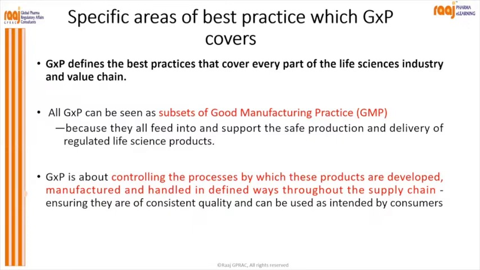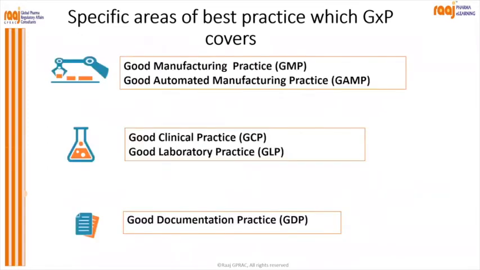So GxP is about controlling the processes by which these products are developed, manufactured, and handled in defined ways throughout the supply chain, ensuring that they are of consistent quality and can be used as intended by the consumers. So for everyone, our customer is like a god. If you make your customer happy, your consumer happy, then only there is a sustainability of business. And that's how this GxP helps your business sustainability.